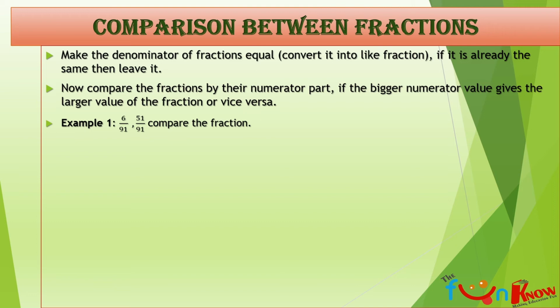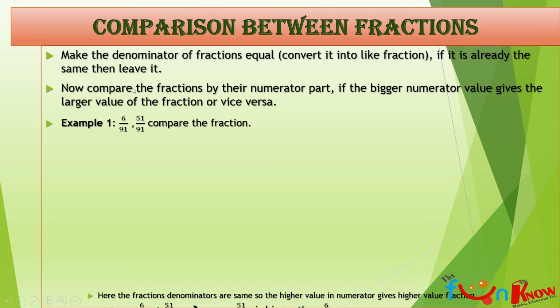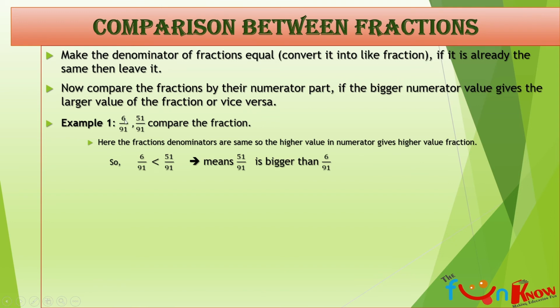Compare these fractions. Our first step is not valid over here because our first step says if the denominators are already equal, then leave them as they are. So we are not going to do the first step over here because both the denominators are the same. So the first step is not valid for us. Now go for the second step. Both the denominators are the same, so we cannot compare by denominator.